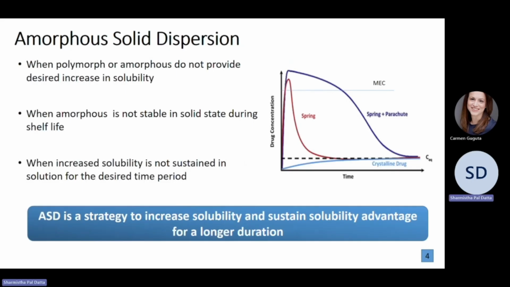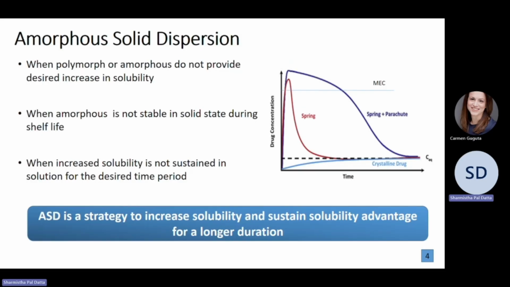Now, why is amorphous solid dispersion looked at, especially compared to the possibility of making other solid forms like polymorphs or co-crystals? One of the primary reasons crystalline forms have low solubility is their high lattice energy. Breaking that lattice energy by making the API amorphous increases the solubility. That's what you can see as the spring effect of the amorphous material itself.